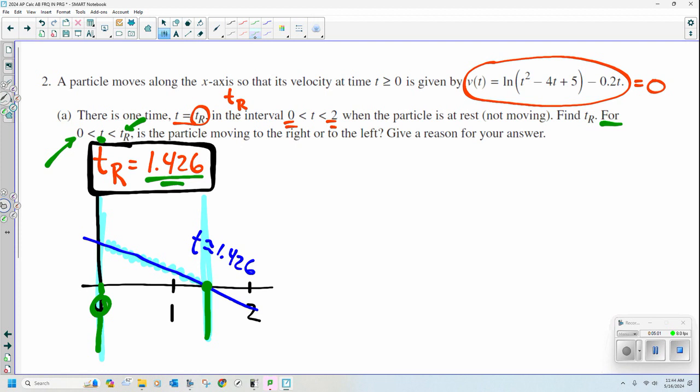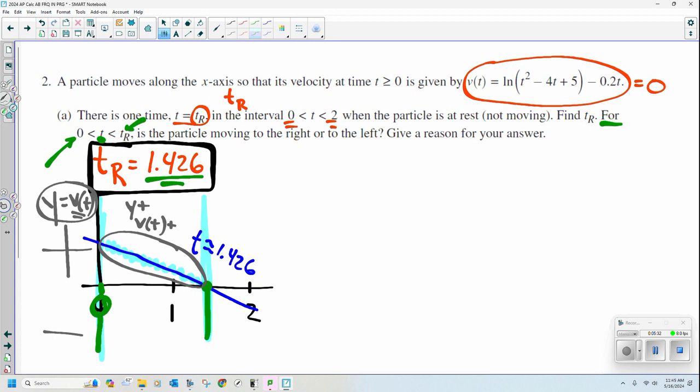Let's not forget, on this graph y is the velocity. So anytime my graph is above the x-axis, my y values are positive, which means my velocity is positive. If I'm below the x-axis, my y values are negative, so my velocity is negative. But I only care about this chunk. It is above the x-axis, which means my y values are positive, which means my velocity is positive. How come? Because this is the graph of velocity. My y value is the velocity.